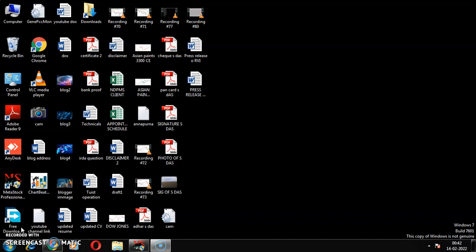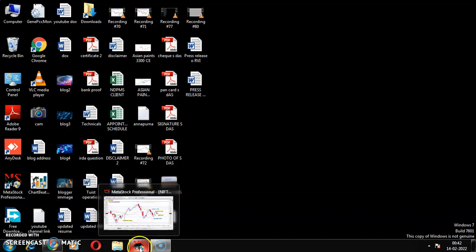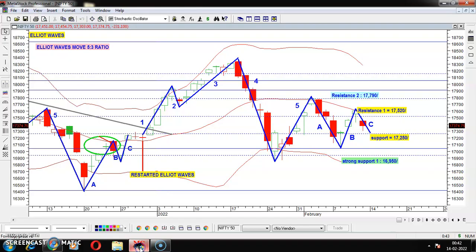Today also I have decided to throw some light on the Nifty and Bank Nifty. I mean, what would be the range of Nifty and what would be the range of Bank Nifty for this week. Now let me first explain about the Nifty. So I am going straight to the daily candlestick chart of Nifty. You see, this is the daily candlestick chart of Nifty.